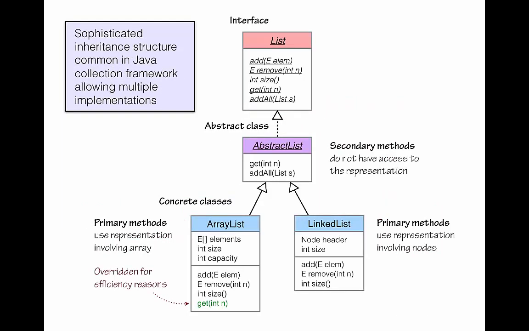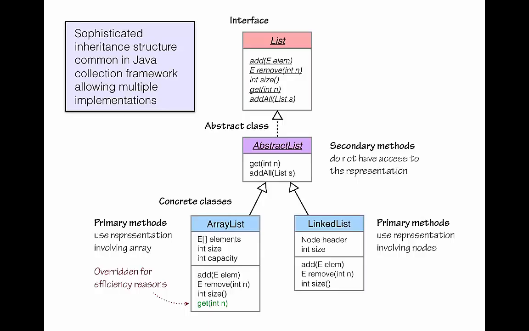The other kind of type hierarchy that I want you to be familiar with is the one that you see all the time with data structures and algorithms, where you want to be able to have multiple implementations for the same interface. What you see here is a simplified example of a list hierarchy.